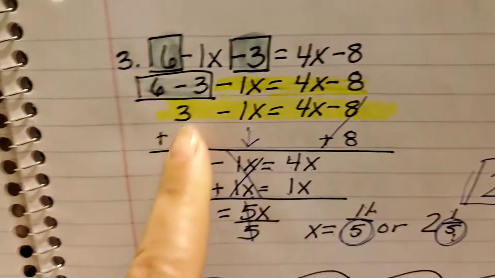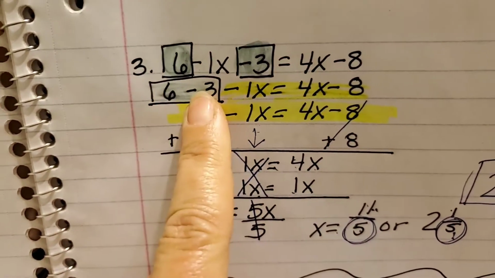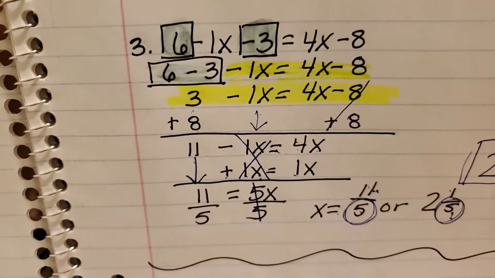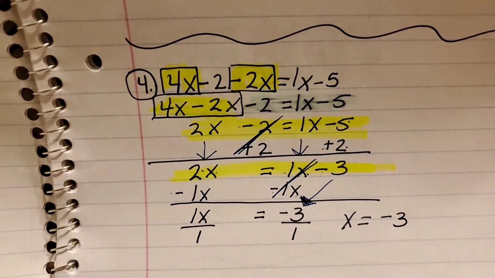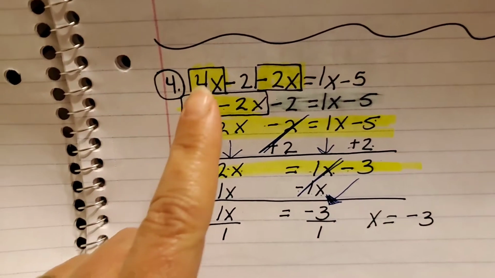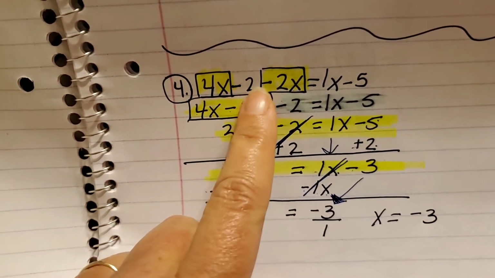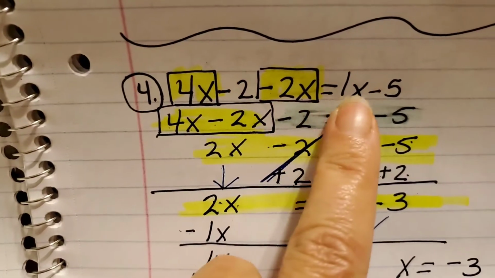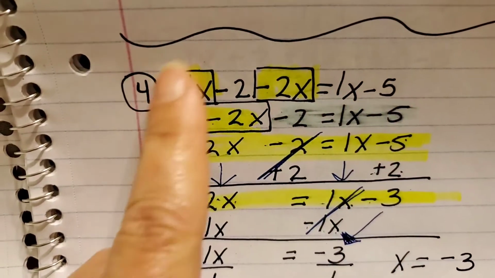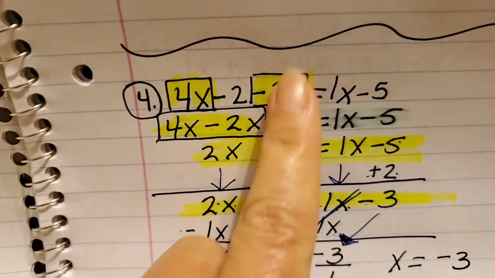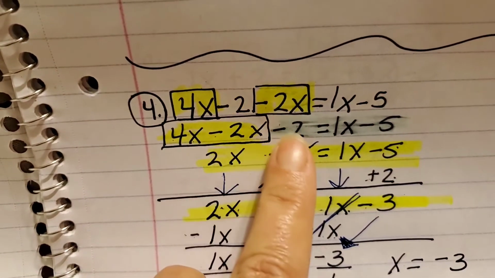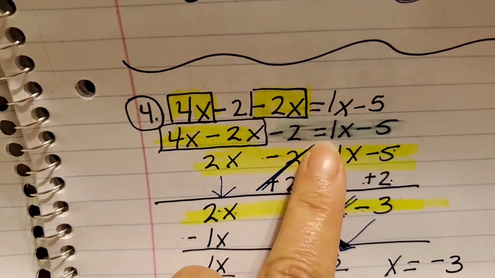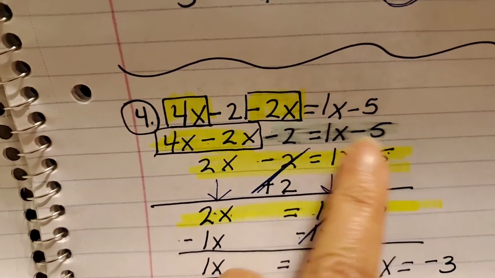So basically, again, we're just combining here and moving things around, okay? Let's look at number 4. Same type of problem. We have 4x minus 2 minus 2x equals 1x minus 5. I'm going to put these guys together: 4x minus 2x, bring this negative 2 over here, equals 1x minus 5.